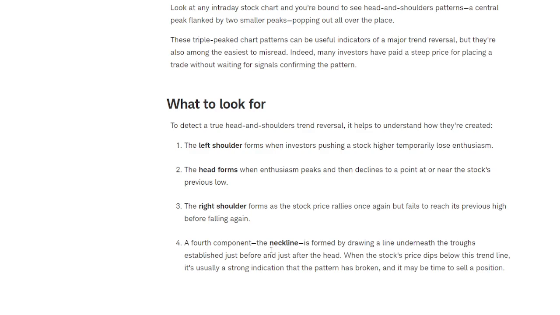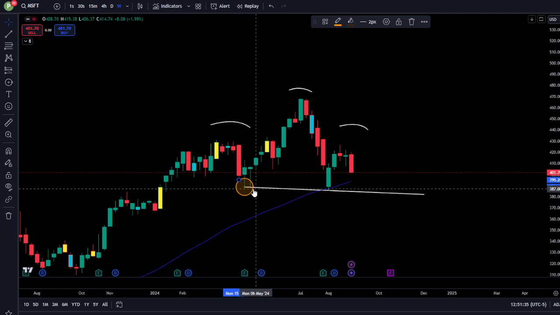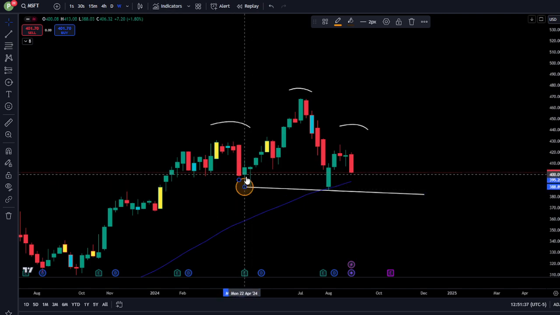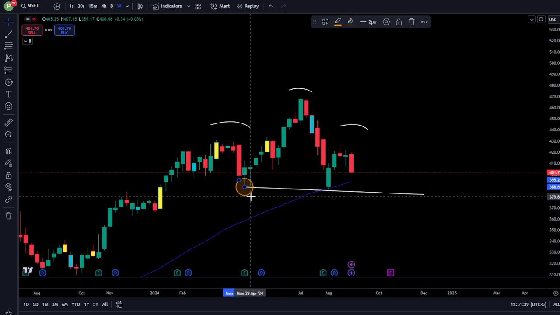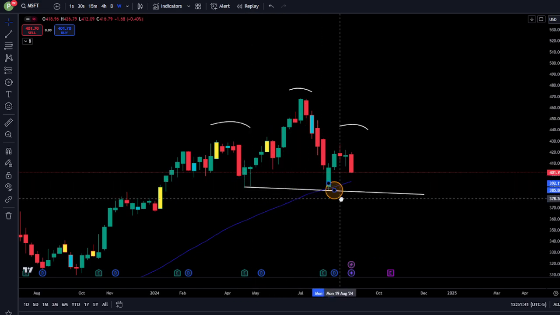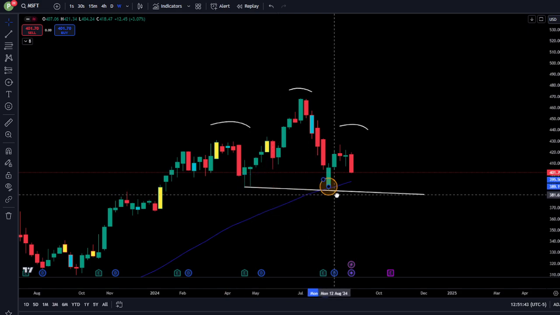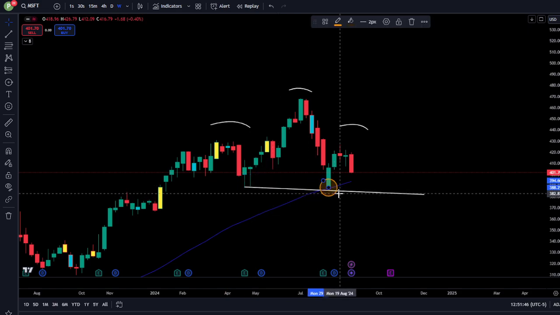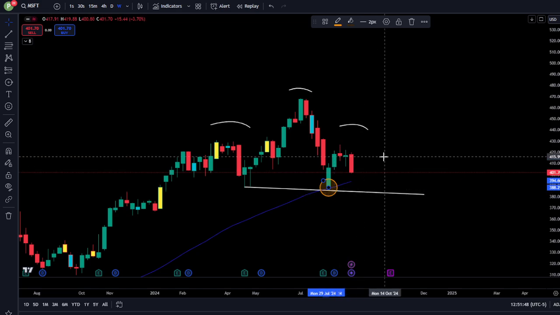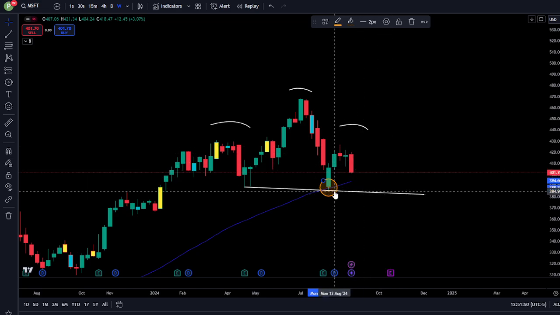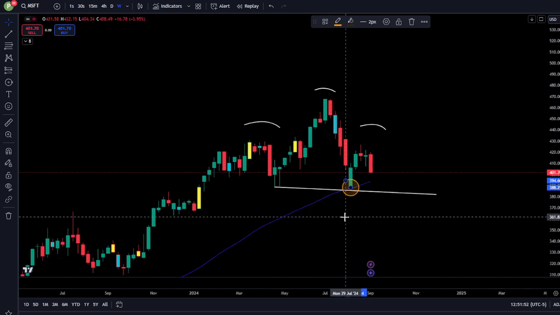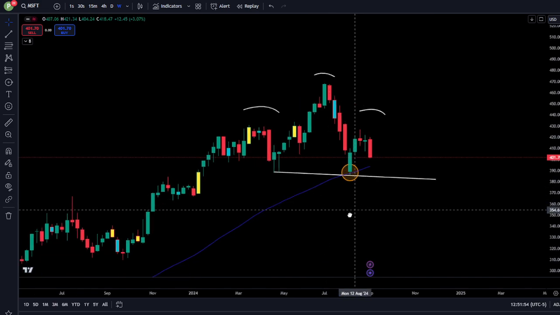A fourth component, the neckline, is formed by drawing a line underneath, established just before and just after the head. So we form our neckline just before and just after the head. So here is our neckline. Our neckline is at around, I want to say, the 388, 390 range. So if we break below this neckline, there's a good chance that Microsoft can go lower from here.